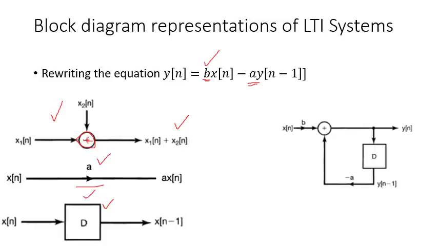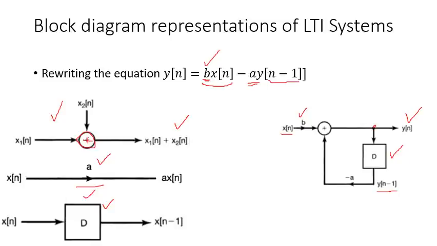So y of n, this is the output, and the output equals b times x of n. So for this x of n, we represent the scalar multiplication, and then we have minus a y of n minus 1. So n minus 1 represents 1 unit delay. This is y of n. If I delay it by 1 unit, I can represent it by D, because it's a single element, so it's a delay by 1 unit.